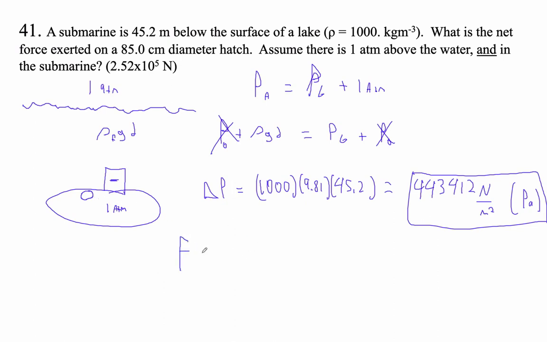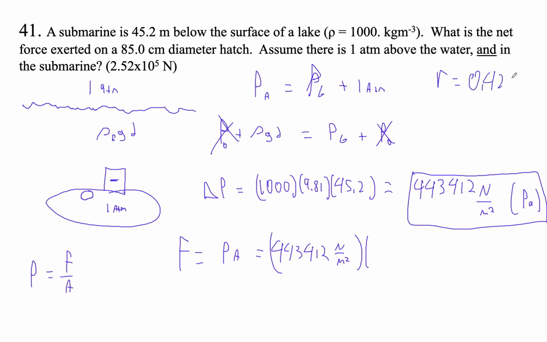So the force is pressure. Pressure is force divided by area, right? So force is pressure times area. So that's going to be 443,412, and that's newtons per square meter, right? And then our area, this is our diameter. Boy, this is just like a tough problem. So our radius is, what is it? What's 85 divided by 2? My brain's dead here. 0.425 meters. I divided that by 2, then I divided it by 100, okay, to go from centimeters to meters, right?